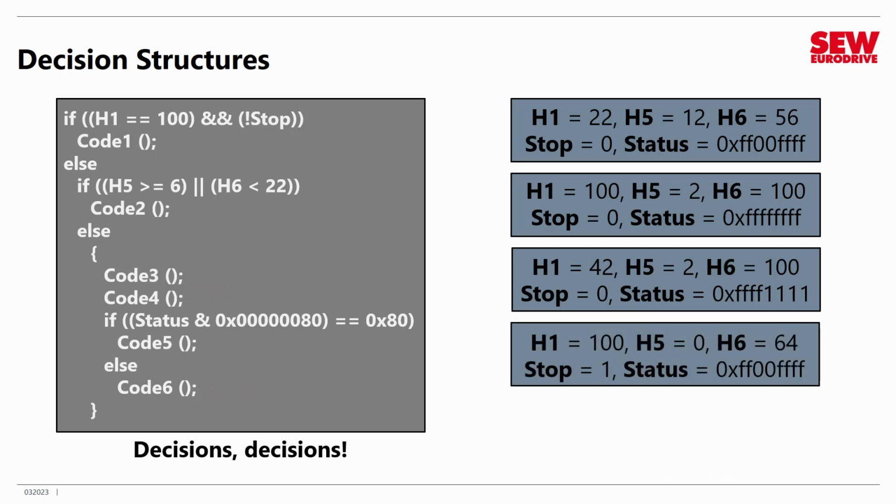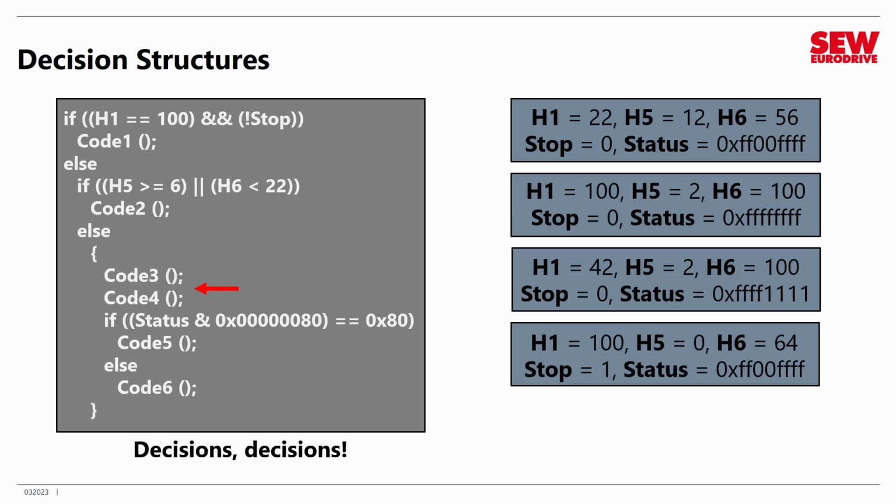Does h1 equal 100? Yes, it does, but stop is true, so it's not going to run code 1, so it drops through to the else. Is h5 greater than or equal to 6? Nope, it's not. Is h6 less than 22? No, it's not. That means that OR statement evaluates to false, so code 2 doesn't run. So we know, therefore, that code 3 and 4 will run because they're part of the else statement.